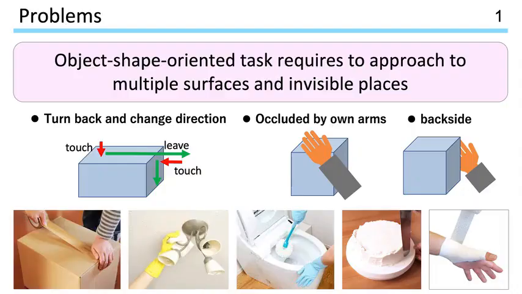It is difficult to achieve object-oriented tasks owing to the requirement for dealing with multiple surfaces and invisible areas. Robots must turn back and change the direction of movements according to the inclination of the surfaces, and that makes it difficult to be controlled by a force control system. And handling occlusion and approaching the backside require recognizing object shape not by images but by force and tactile.